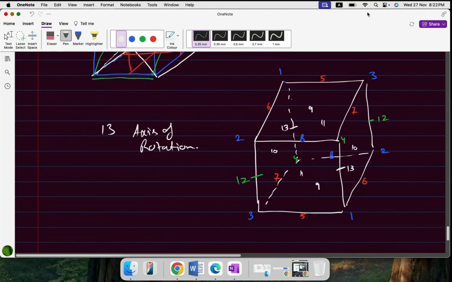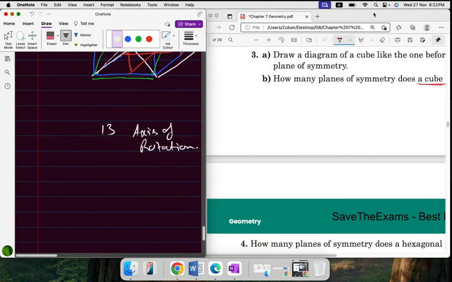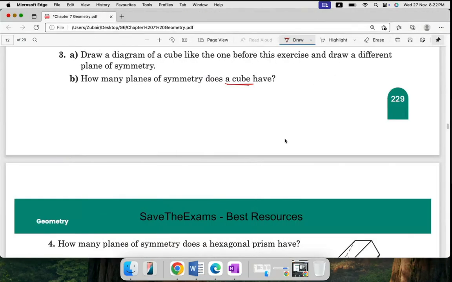If the examiner ever asks you to draw, you would always ask for 1, 2, or 3. Other than that, whenever they ask you to count, just remember this number and don't waste your time on this particular question. Planes are 9 and axes are 13 for a cube.